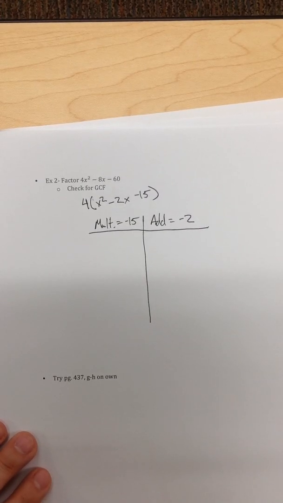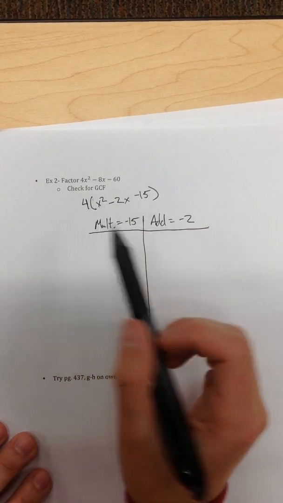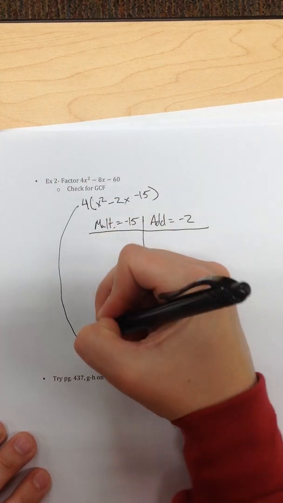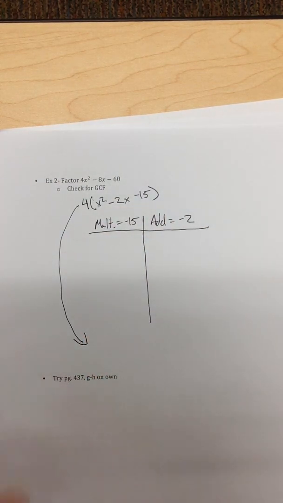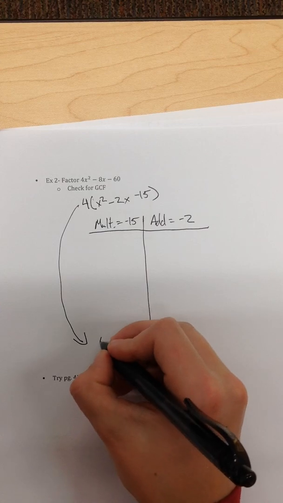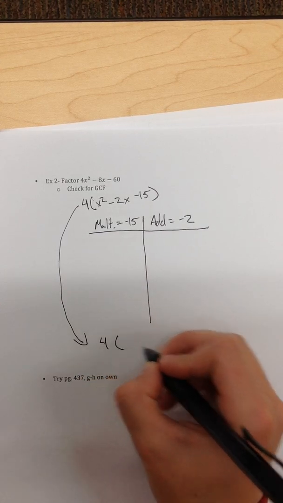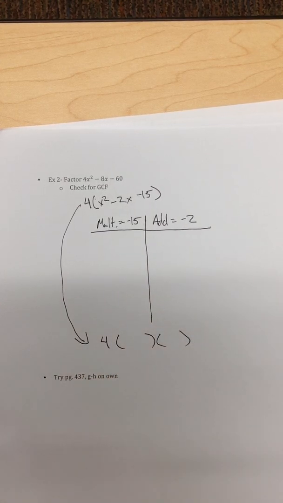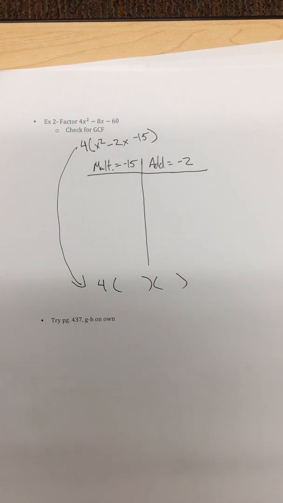Now, something that's easily forgotten here is that 4 out front. What I usually do is draw an arrow to the end of that, so I remember that when I write this out, I need to put my 4 there, and then my 2 parentheses. So I usually drop that down right away as a reminder, so I don't forget to put that 4 out front. Because if I don't put it out front, it's a different problem than if I do.